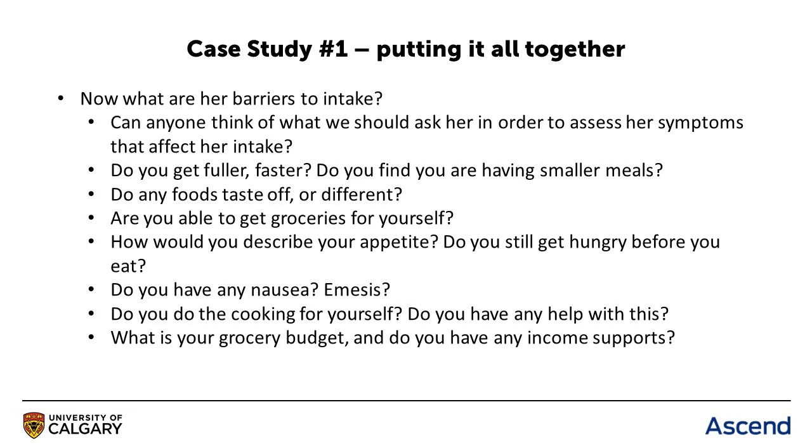And then getting into the social finances. What's your grocery budget, and do you have any income support? Often I'll ask, who's paying for your medications? Is it private insurance? Is it public insurance? That way you get information on whether they're on social assistance, AISH or Alberta Works.